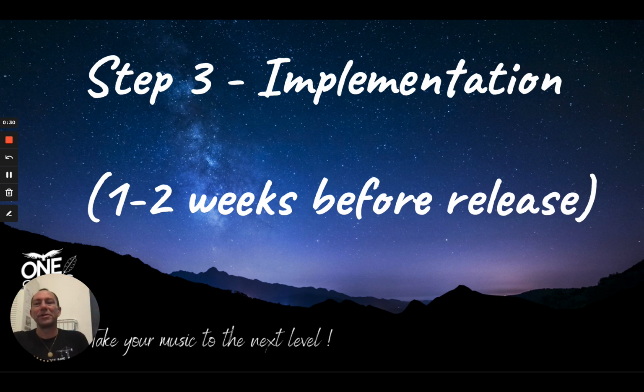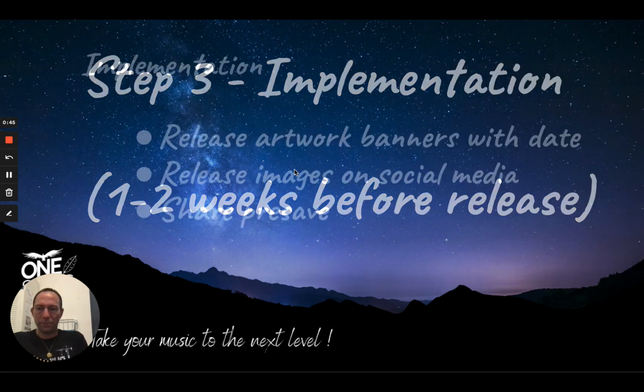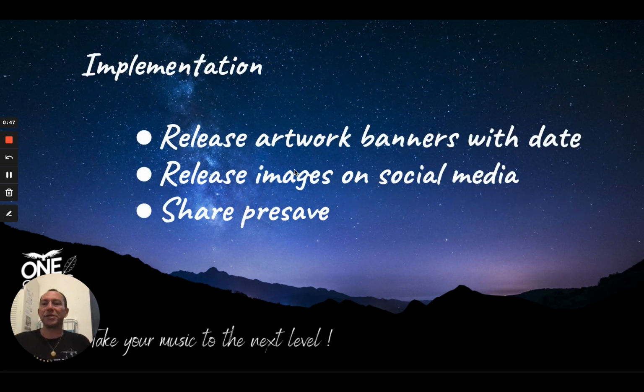Okay, so implementation is the 1 week to 2 weeks before the release. This is where you start implementing everything. So this step is where you release your artwork banners with the date. If you've got a Facebook banner, you're going to put that up there with new track, the name of the track being released, with this date.